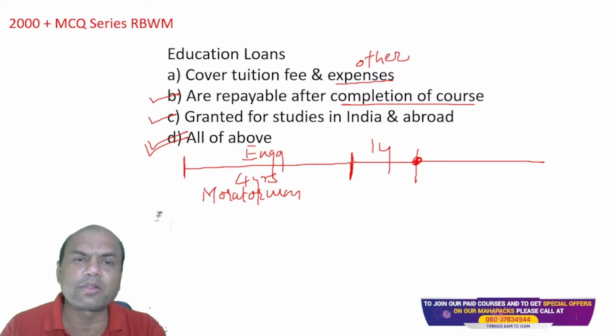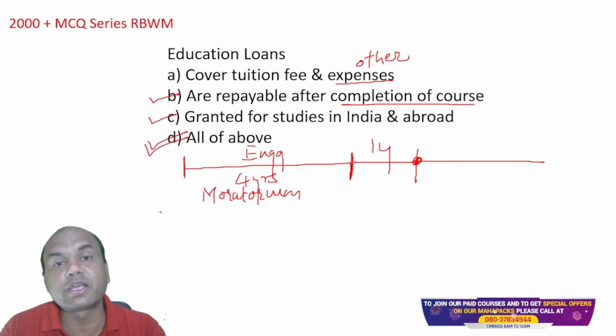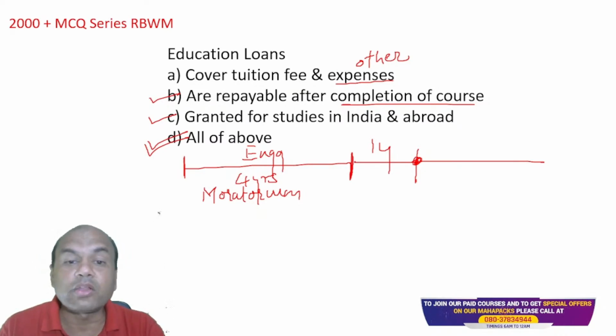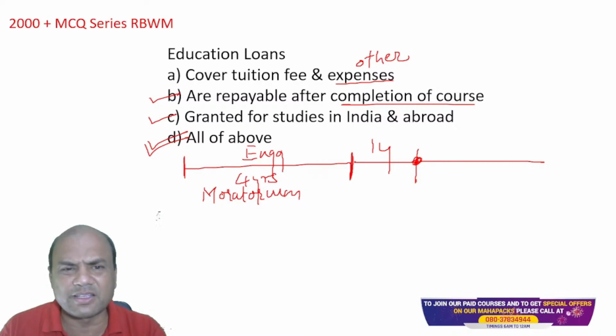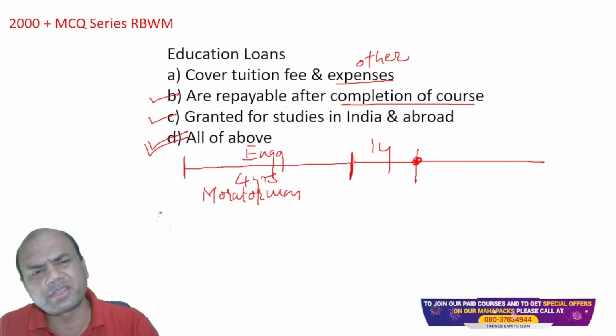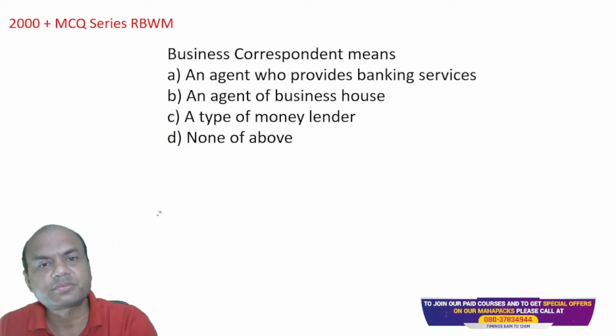Bank, after all, it's not the bank's money, it's the depositor's money. So we are just the trustee. How can we waive off any amount? So that's why it's repayable after completion of the course, and obviously granted for studies in India and abroad. That's obvious, isn't it?